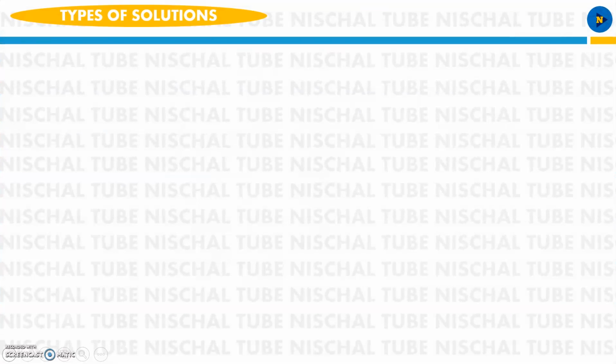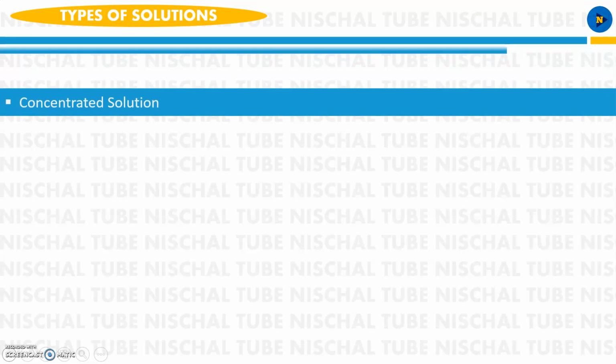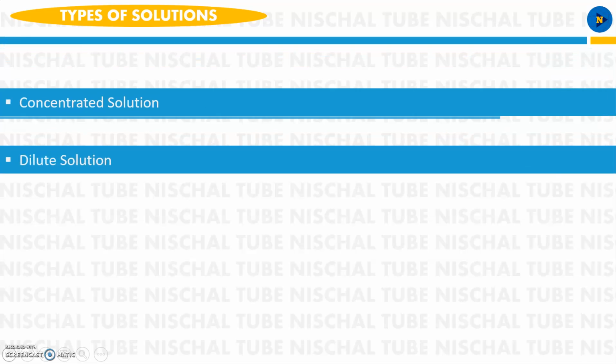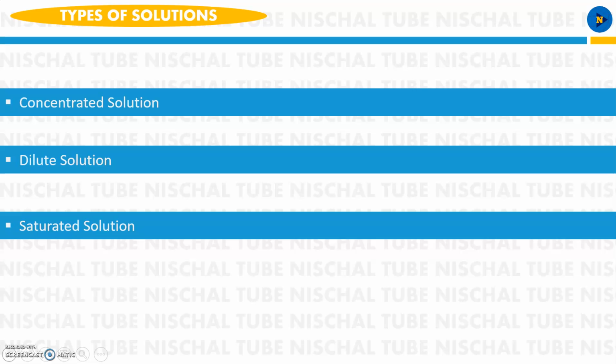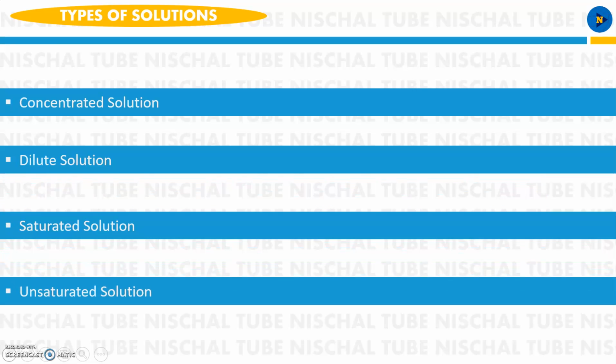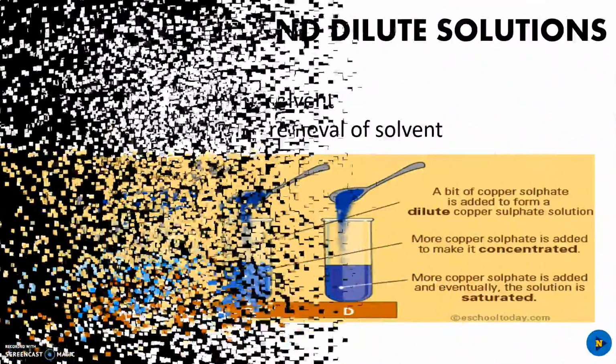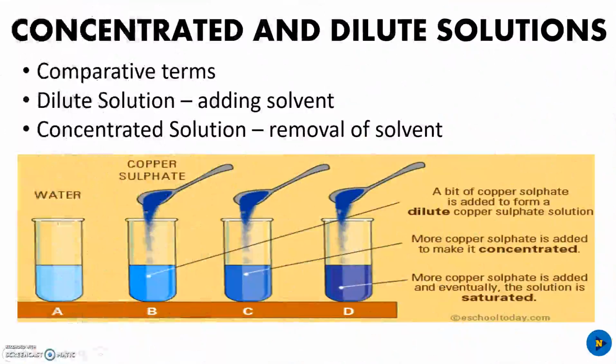Now let's look at a couple types of solutions. We have 4: concentrated, dilute, saturated, and unsaturated. We'll look into each of these in depth. So concentrated and dilute are rather comparative terms. So we can say that sample A is more dilute than sample B, or sample A is more concentrated than sample B.